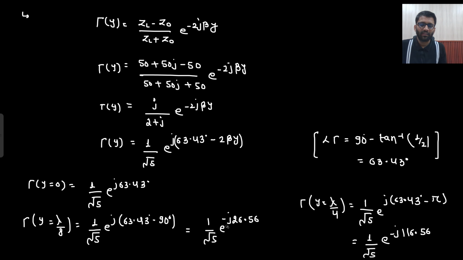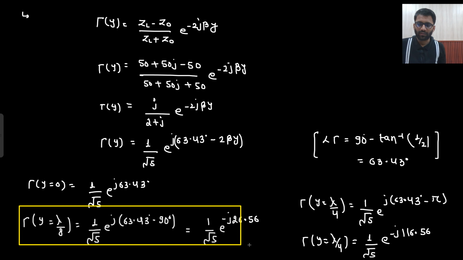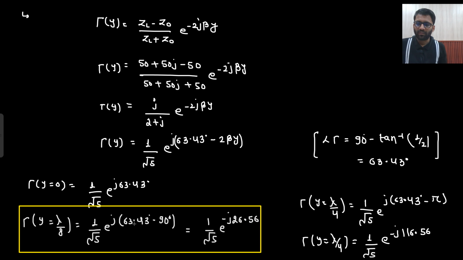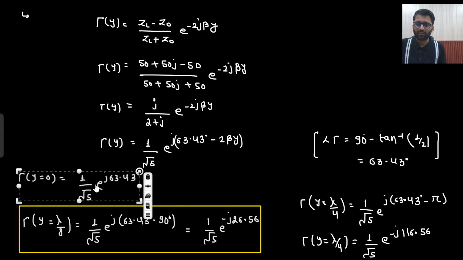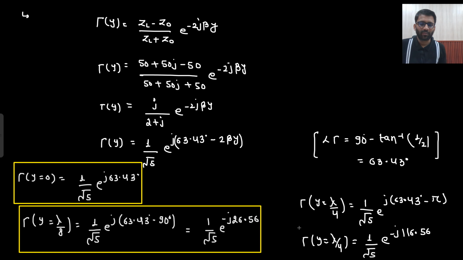Are you able to understand this point? Very easy. Why we are doing so, you will certainly understand. Why we are spending time on all these things, you will certainly understand. This we are doing at lambda by 4. We should keep on making them in boxes. Certainly you can do all these calculations on your own, because till now you should be comfortable with all these things.